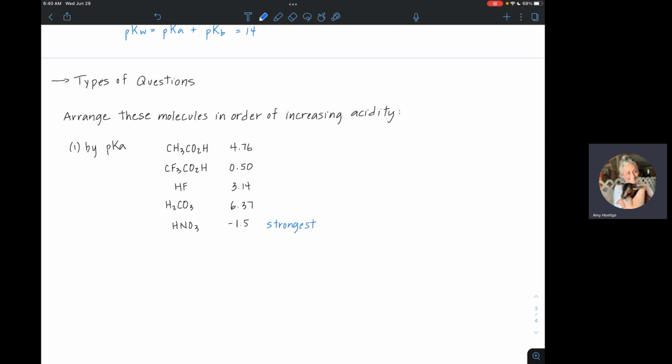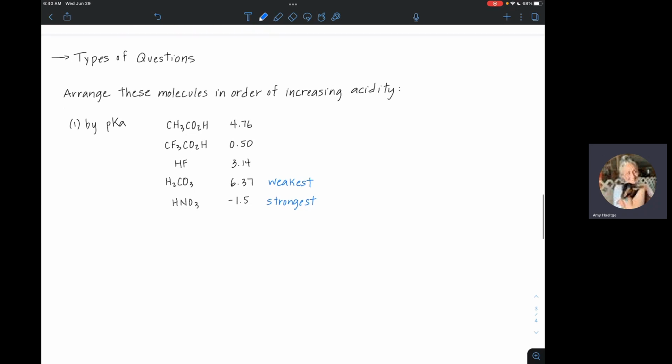Our weakest is going to have the highest pKa value. So our weakest acid has the highest pKa value, or in other words, the lowest Ka value, right? So now all you have to do is arrange these in order of increasing acidity. You have to be mindful of this word. Sometimes it says decreasing. So increasing acidity means that the highest or the strongest acid is going to be on the right, and we're going to start with the weakest.